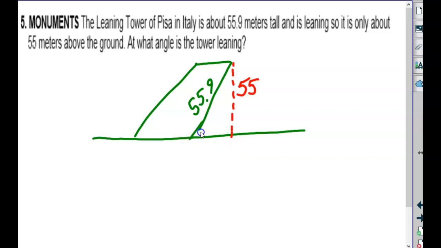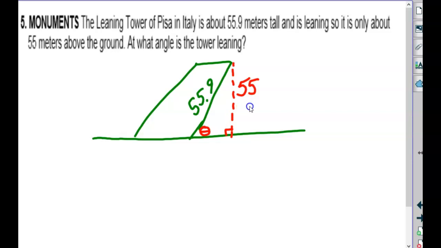Yeah, this little angle over here. Normally, we would like a building to have that be a 90 degree, right? But it's leaning over, so it's not 90. Hopefully, it's not like 30, because that would be leaning a little much, but okay.